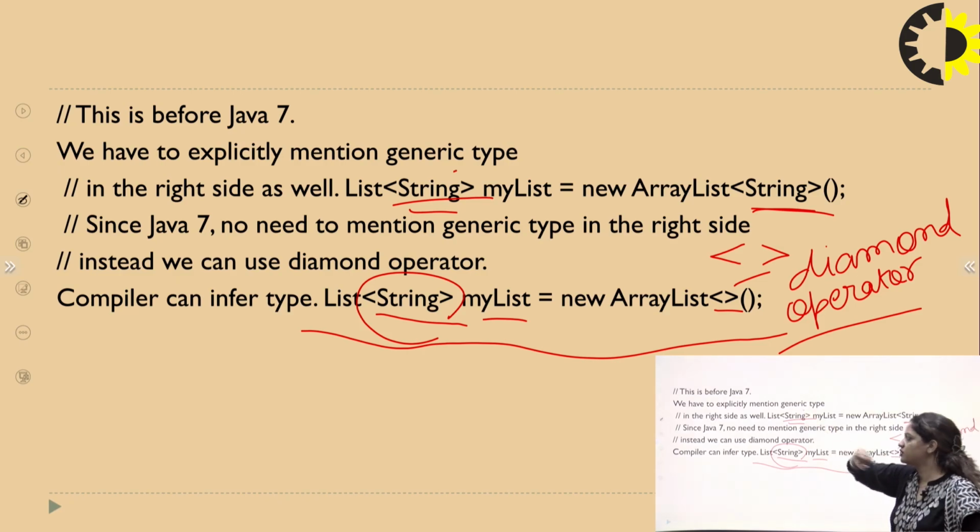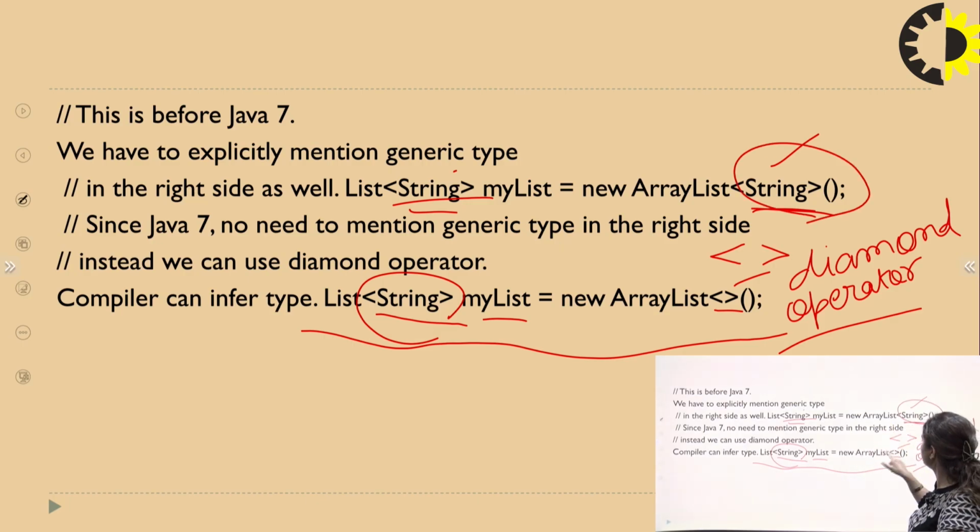String is already mentioned, so why is there a need to declare again that the ArrayList is holding only string types? So, removing that right-hand side concept, we just insert a diamond operator, and it is already understood that it will be holding a string value. That is the role of the diamond operator, which was introduced after the Java 7 version in Java programming.